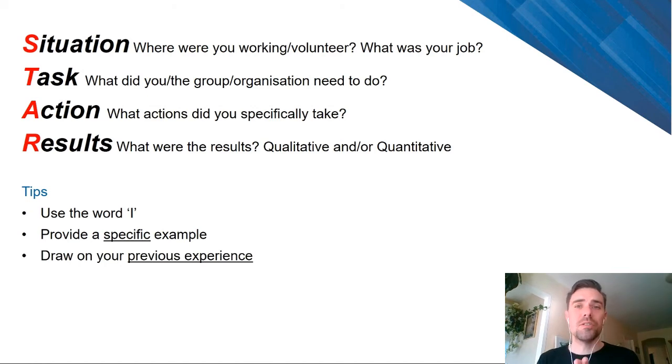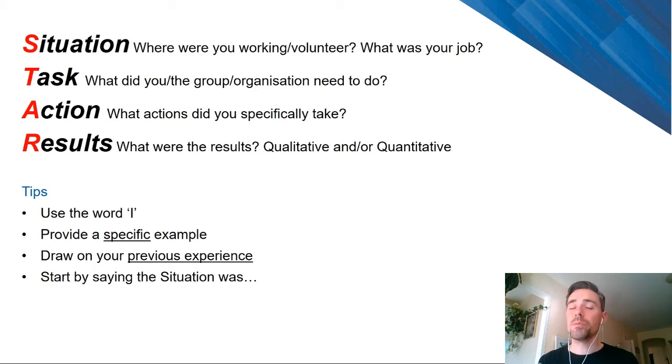The next one is to draw on previous experience. Now, I can't stress this enough, not to say, oh, well, in this situation, I would do blah, blah, blah. The employer is not interested in what you might do in the future. The underlying principle of this approach is they base it on your previous behavior, and your previous actions are likely to be what you are going to do within their organization.